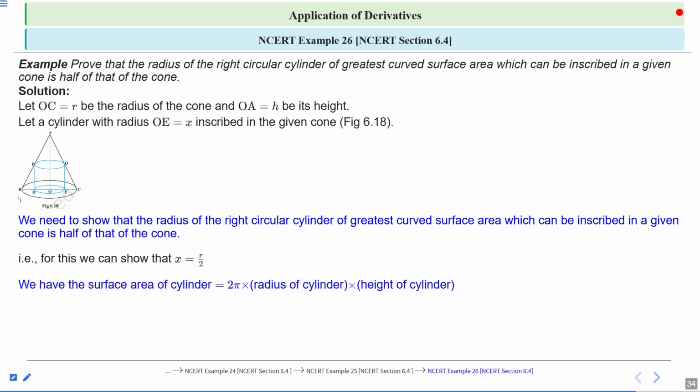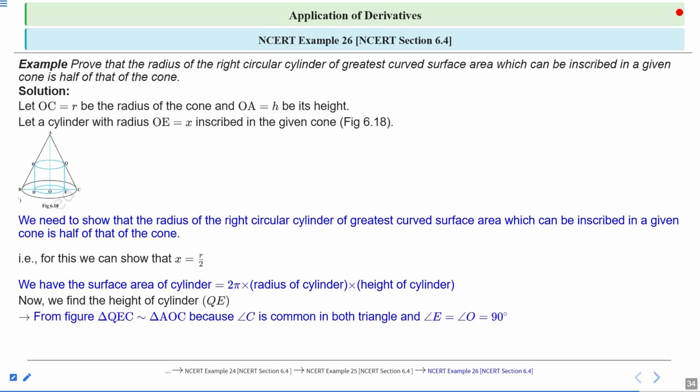We have the surface area of the cylinder equal to 2 pi into the radius of the cylinder into the height of the cylinder, right? Now we can find the height of the cylinder, which is QE. You can see the figure. From the figure, triangle QEC is similar to triangle AOC because C is common in both triangles and angle E is equal to angle O, which is equal to 90 degrees, right? Clear?